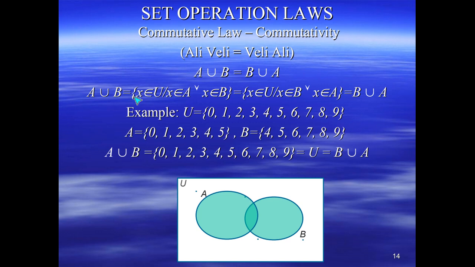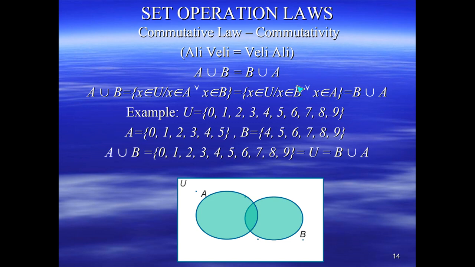A union B is the set of X belonging to U such that X is an element of A or X is an element of B. And what is B union A? It is X an element of U such that X is an element of B or X is an element of A. But what does it mean?